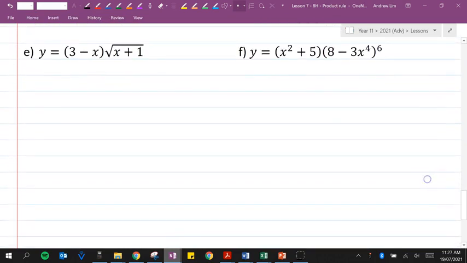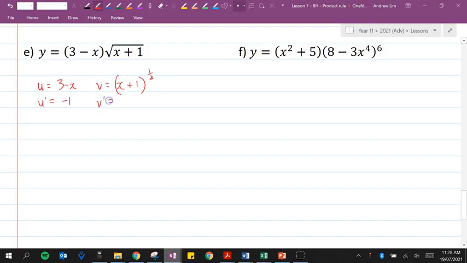Question E and F. I'll get you to pause the video, see if you can give this one a go yourselves. If not, I'm happy for you to just watch on. So question E, u is equal to 3 minus x. So u dash, when we differentiate this, we get negative 1, right? Negative 1. v is equal to x plus 1 to the power of half.